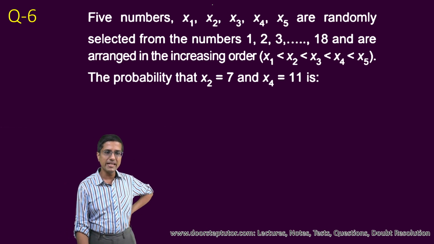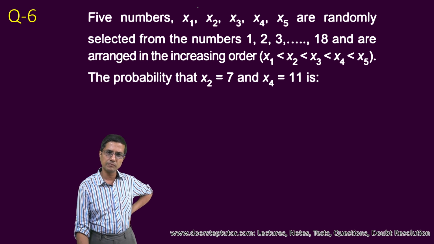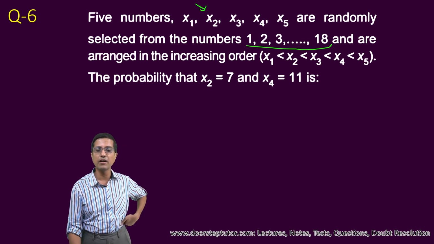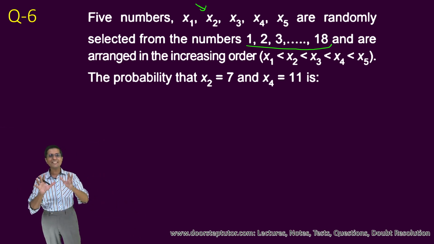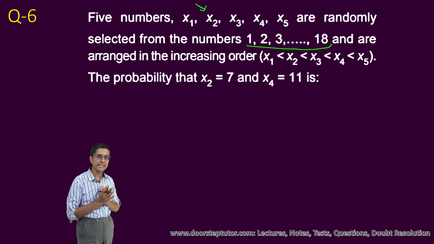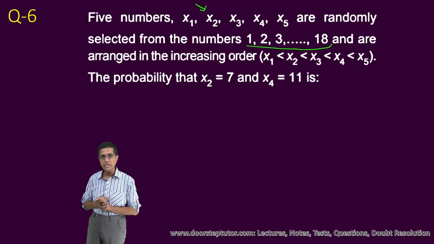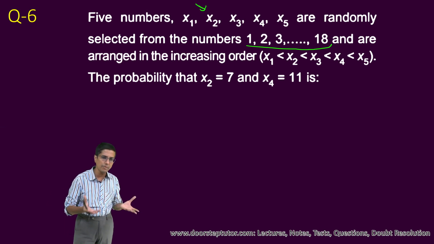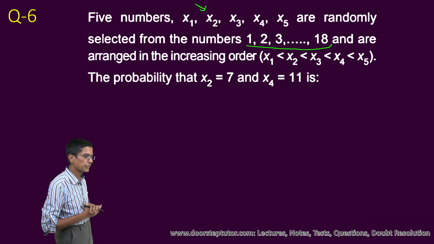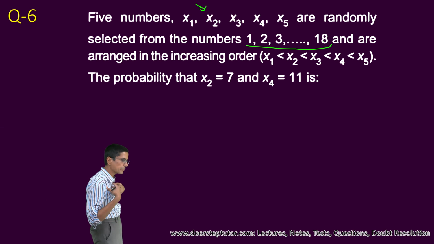See, what we have been told is that there are 5 numbers. We have to choose 5 numbers from the set of numbers from 1 to 18, and we are always arranging them in increasing order. So once I have chosen the numbers, typically when we have numbers, we can permute them. So typically it's a question of permutation.